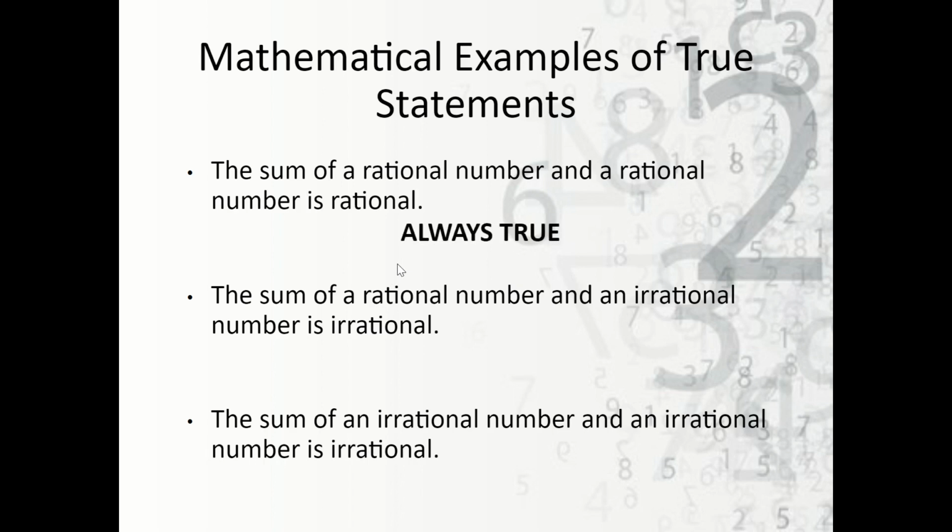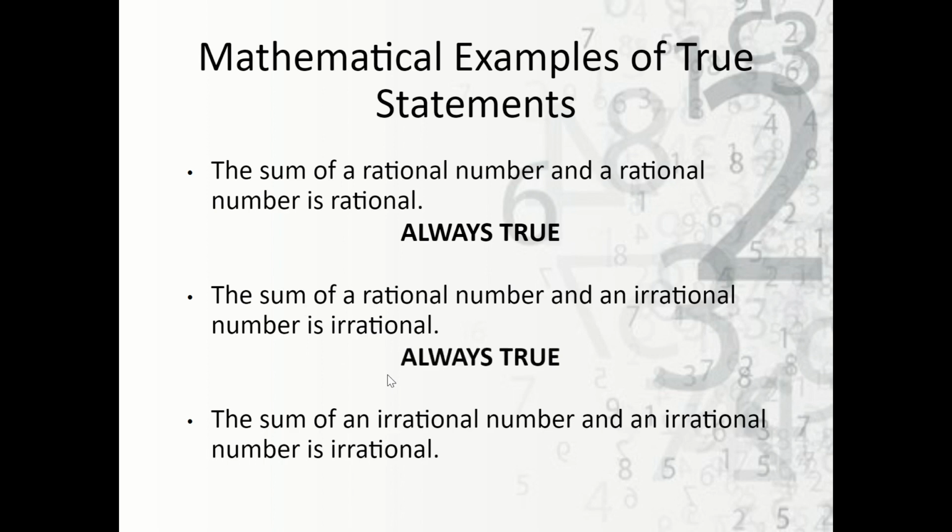Now here we have a rational number and an irrational number. We're taking the sum, so we're adding those together. So if we add a rational and an irrational, the result will be irrational. Well, that means if we take a fraction and add it to, let's say, pi, they're not like terms, so we can't actually add them together, so the pi will always be there. So it will always be irrational. So this one is always true.